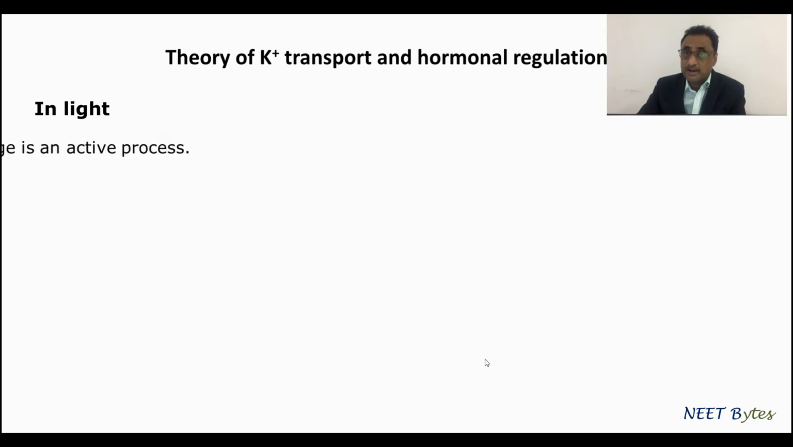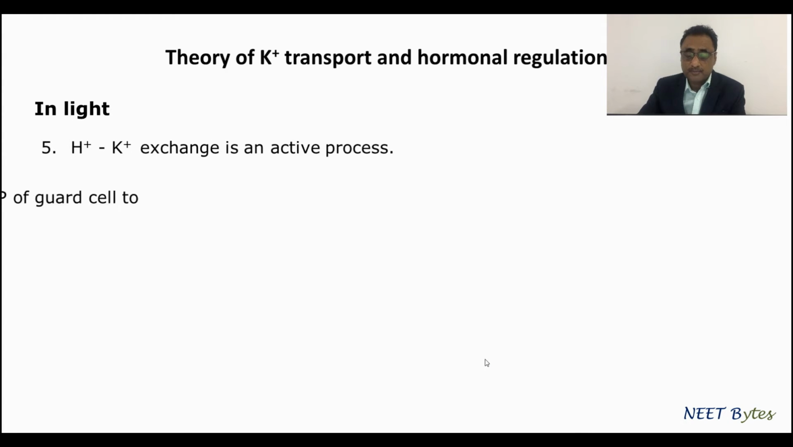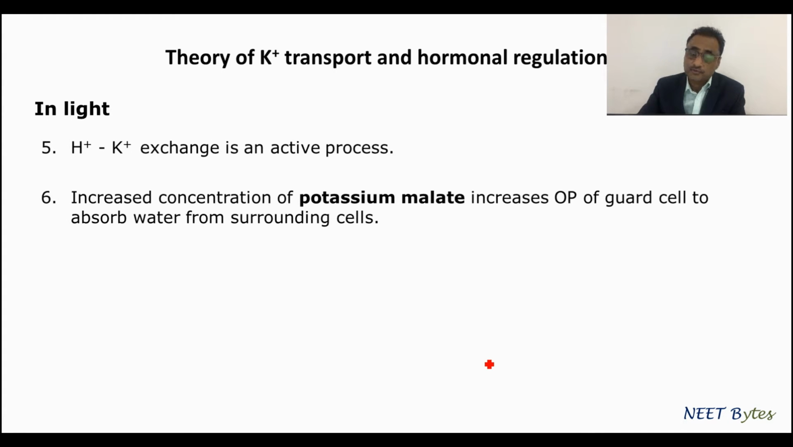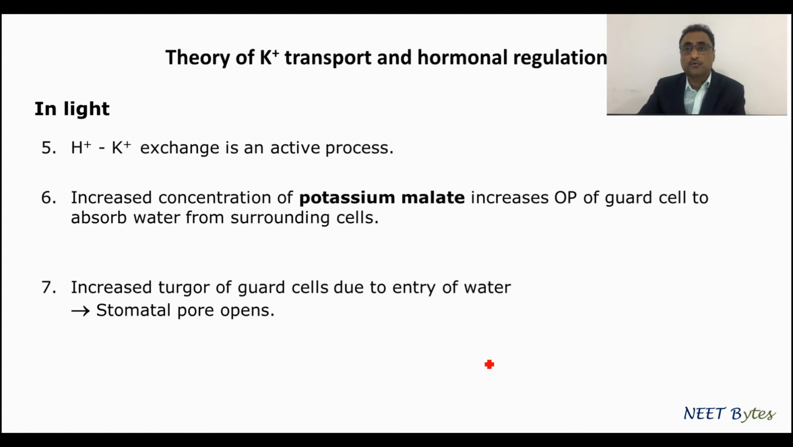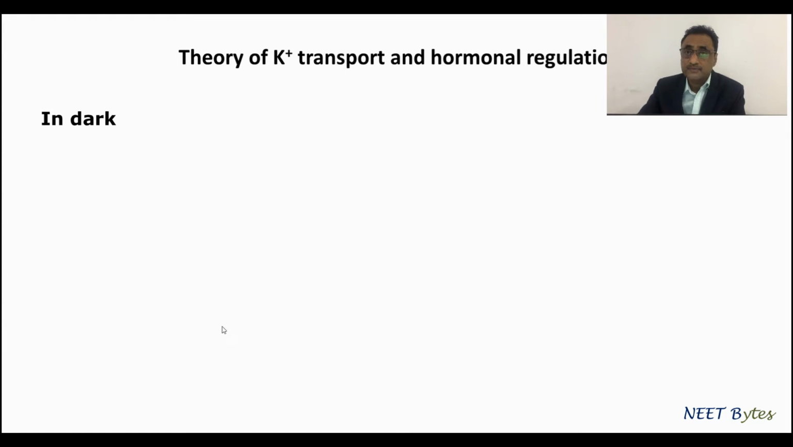The moment potassium malate is formed, you know, potassium malate is a salt. Since it is a salt, it will increase the osmotic potential of the guard cells, right? And as a result, there is going to be endosmosis. So once the endosmosis happens, the guard cell will become turgid and the stomata are going to open. So that is what occurs in the light, right?